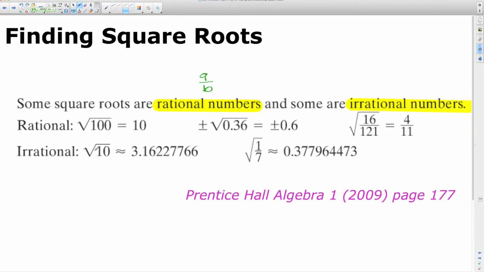Here are two examples of irrational numbers. The square root of 10. There is no whole number that we can square to get 10, and the resulting number is irrational. There's no identifiable repeating pattern. And the same with the square root of 1 over 7. There's no whole number or rational number that we can square to get 1 over 7. And the resulting number is an irrational number because there's no identifiable pattern, or it doesn't terminate. It goes on forever. And this is taken from Prentice Hall Algebra 1, copyright 2009, on page 177 of our textbooks.